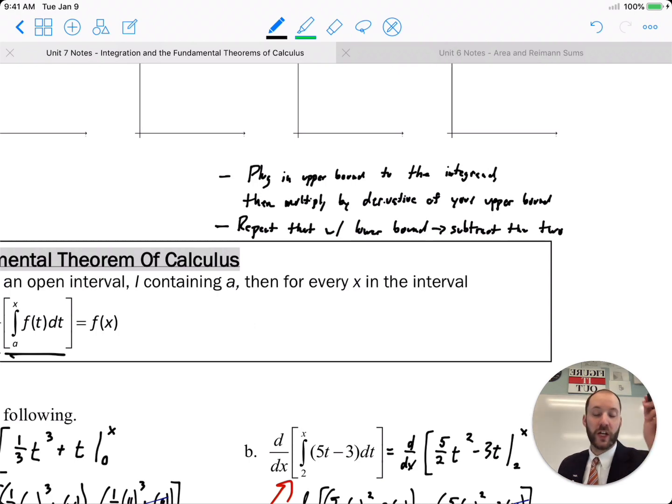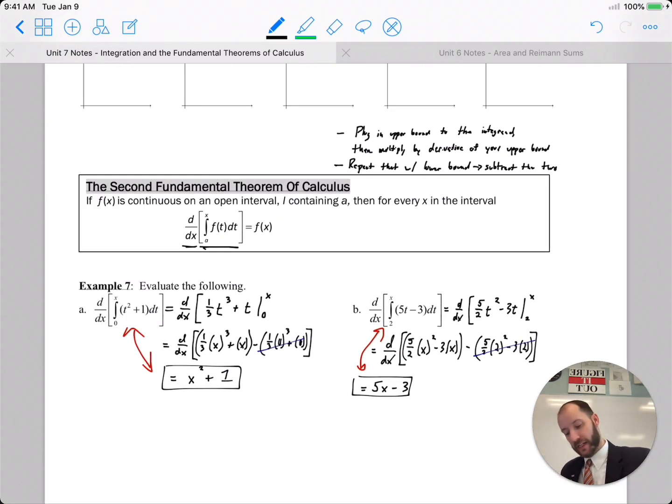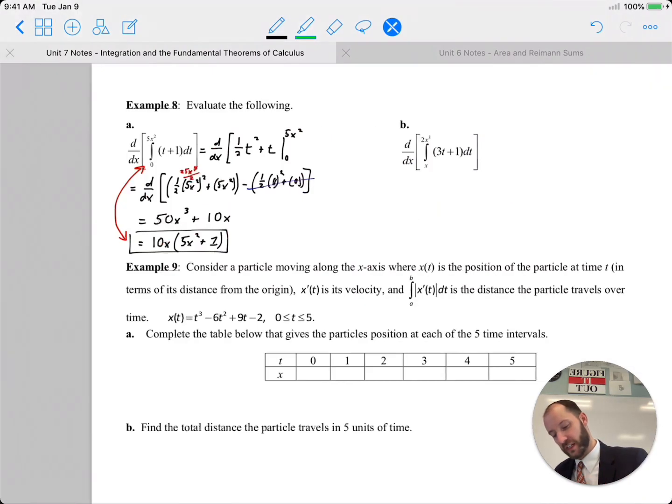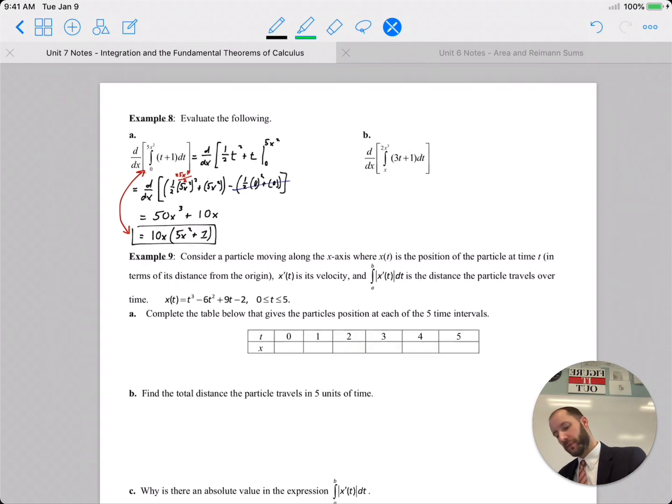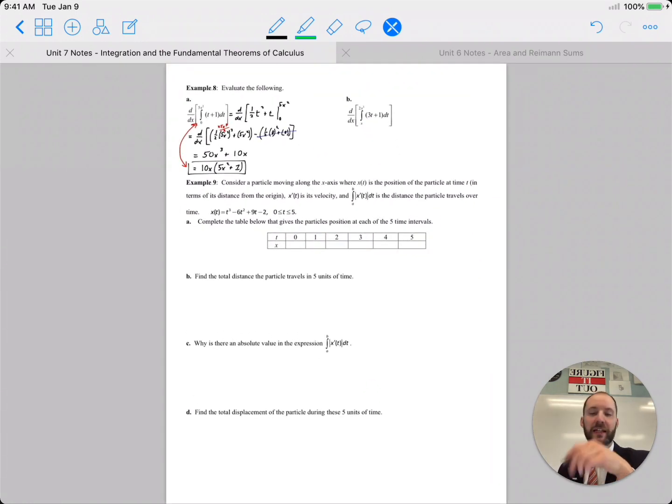Alright, so there's your shortcut. You can, of course, do the work like I did in 7a, 7b, and 7c, or 8a. But if you can remember the shortcut, do that, okay? So example 8b, take a look at that, try it out, check my notes. Example 9, look at that, then also check my complete notes online.